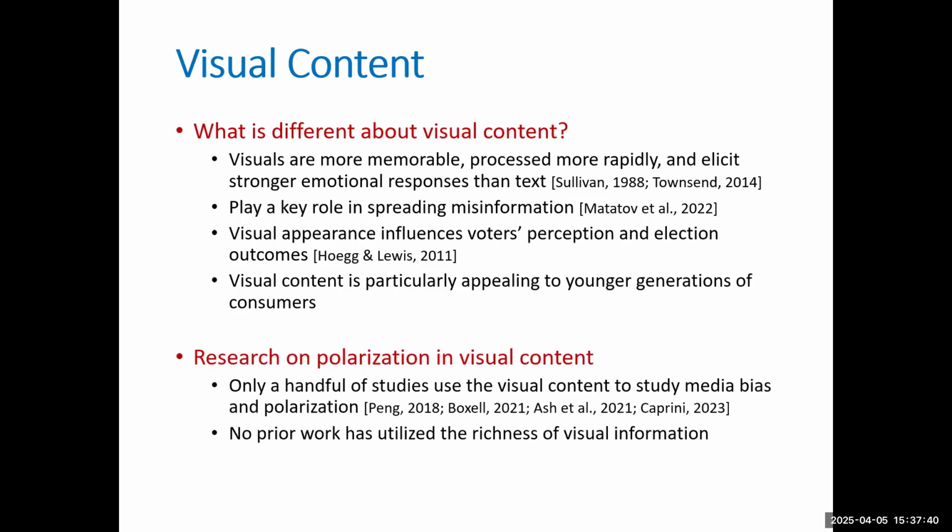So in the intersection of polarization and visual content, there are only a handful of studies that use visual content to study polarization and provide some measures. And none of these papers use the richness and high dimensionality of information in images. So this is where our paper comes in. The goal here is to use the rich information in images to develop a measure for visual polarization. And hopefully by the end of this talk, I provide some convincing evidence that it's important not to ignore the rest of the information in the image.